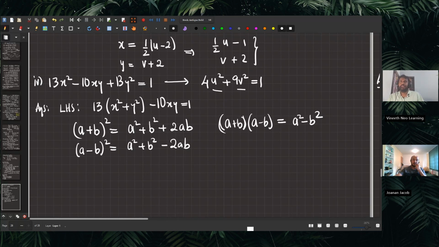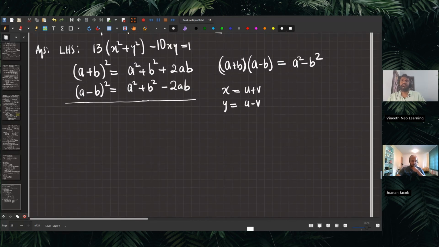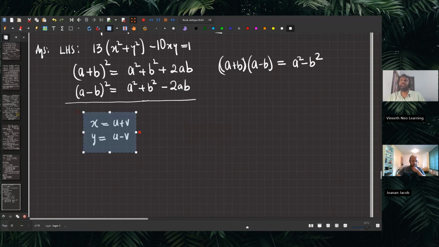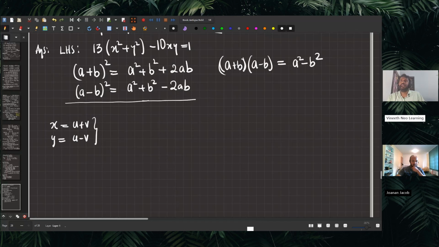Let's hope it works. So we can do x equals u plus v and y equals u minus v. Then x times y will be u plus v times u minus v, which is u squared minus v squared.